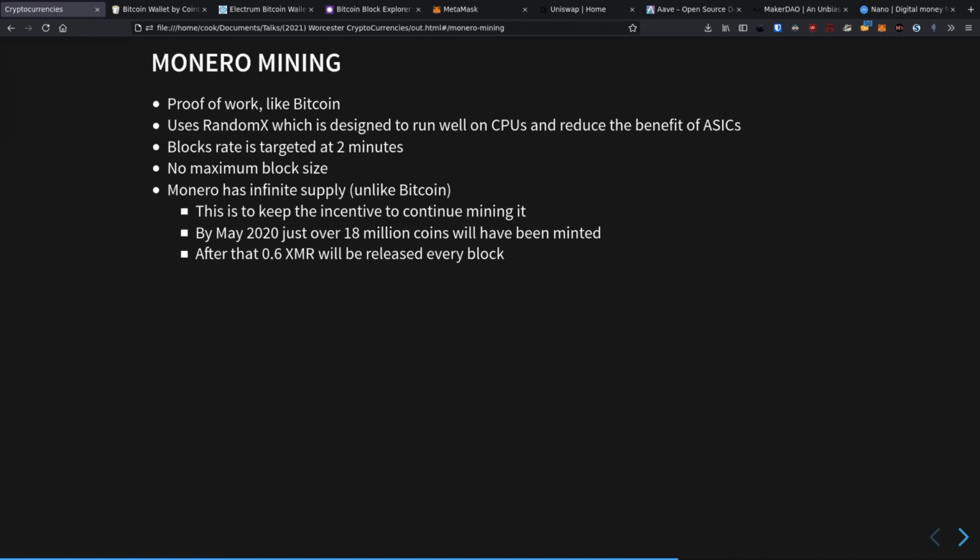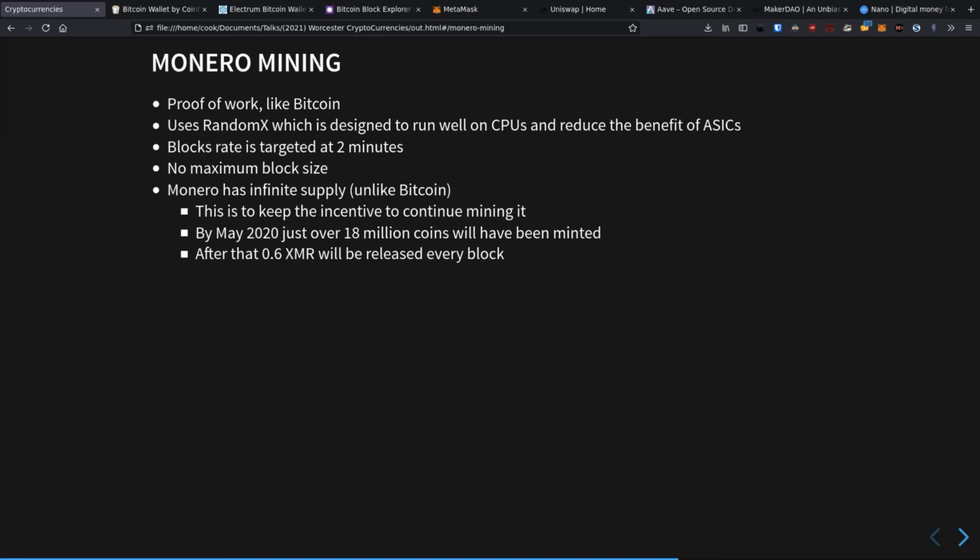And mining works like Bitcoin, it's proof of work. However, they use a different proof of work algorithm than Bitcoin's SHA-256. And it's designed to run well on CPUs, but not have a particular benefit on ASICs. If you don't know what ASICs are, they're basically dedicated hardware for just calculating hashes. They're really good at calculating hashes for moderately low power consumption and quite good speed. And they're typically used to mine Bitcoin instead of using a GPU or a CPU.